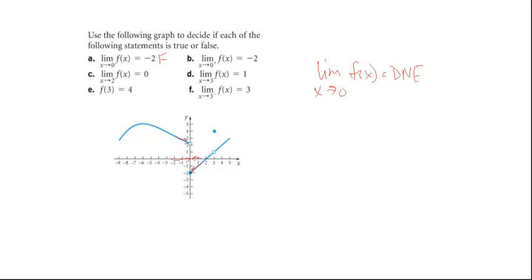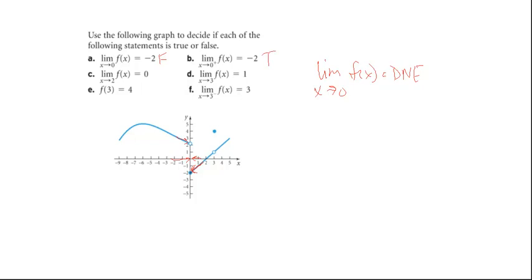Okay, next one, let's go to B. Limit as x approaches 0 from the right is -2. So that was the one we did here. That one is true.